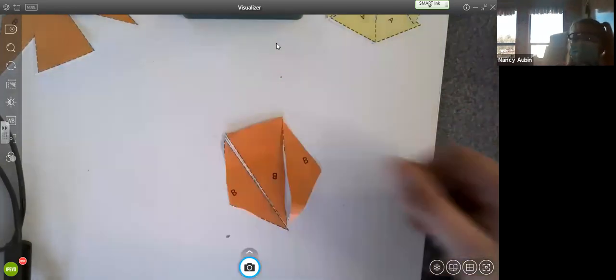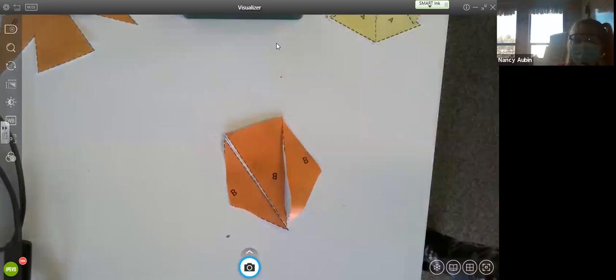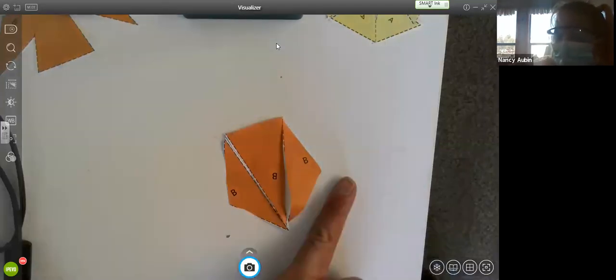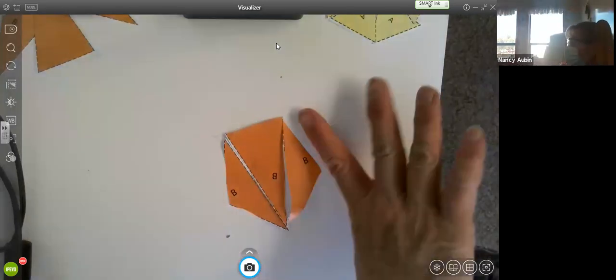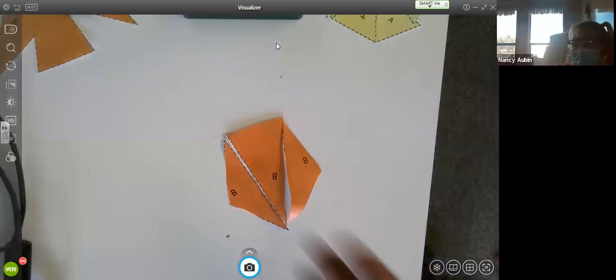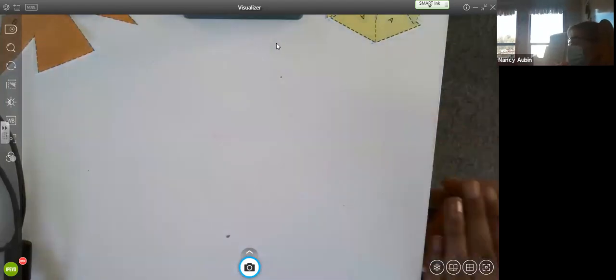Ooh, look at that one. Oh, that's not a quadrilateral. What is it? Pentagon. It's a pentagon. Count the sides. 1, 2, 3, 4, 5. Awesome. Nice. All right, come on, Marin.